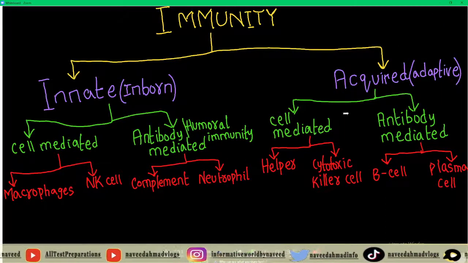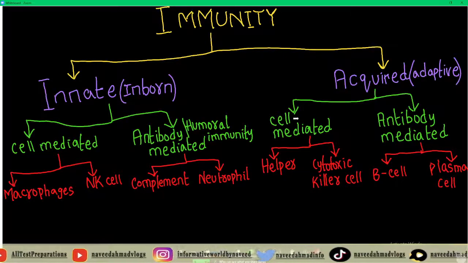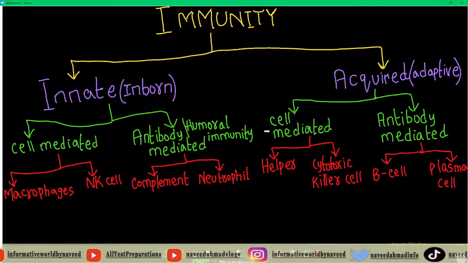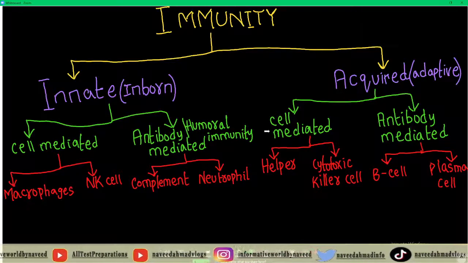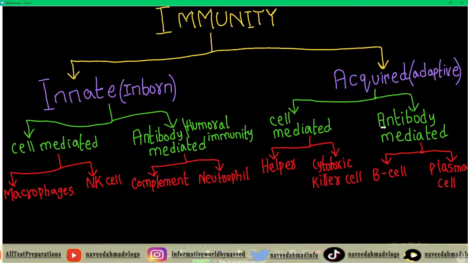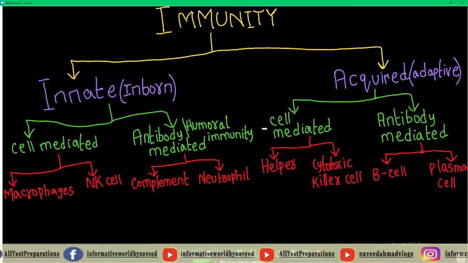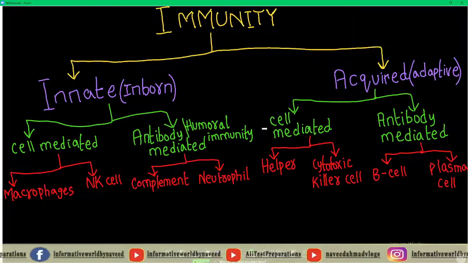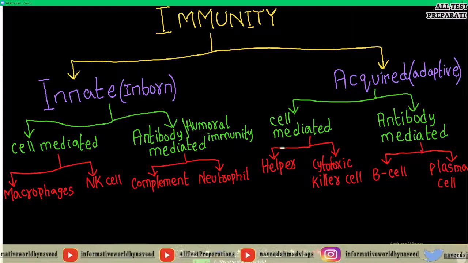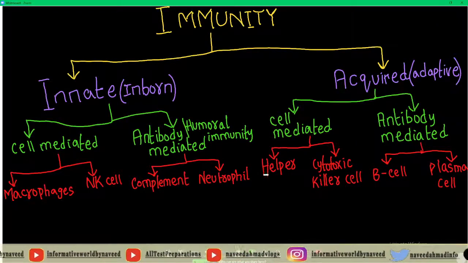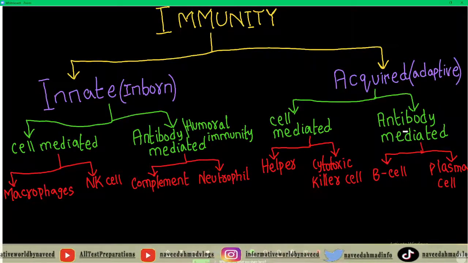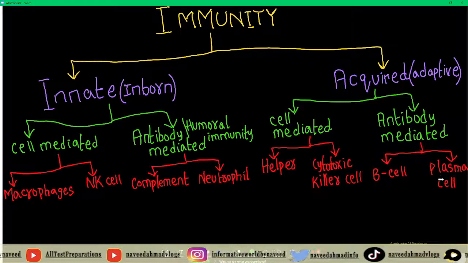While acquired or adaptive immunity also includes cell-mediated and antibody-mediated immunity, because this type of immunity can also be transferred from an immune animal to a non-immune animal by means of blood cells or antibodies, since those cells or antibodies are responsible for the production of immunity in the non-immune animal. So this transfer can also be cell-mediated or antibody-mediated. Cell-mediated immunity includes helper cells and cytotoxic or killer cells, while antibody-mediated immunity includes B cells and plasma cells.